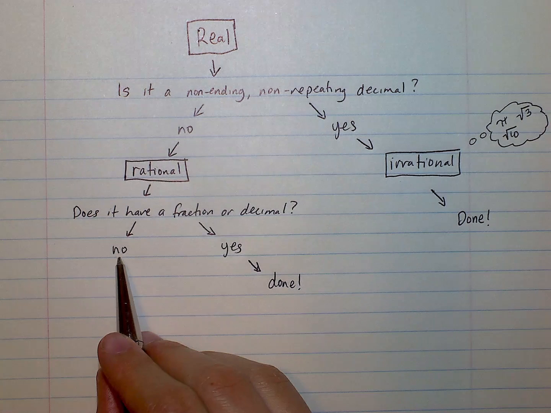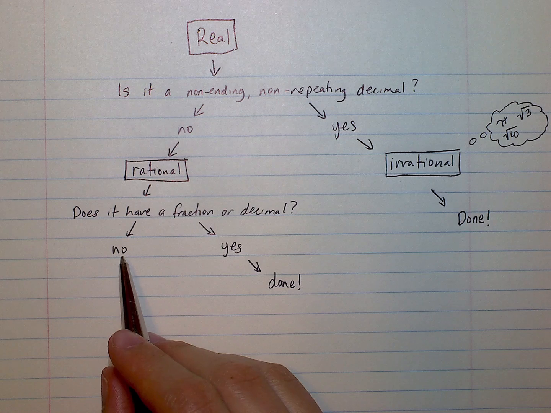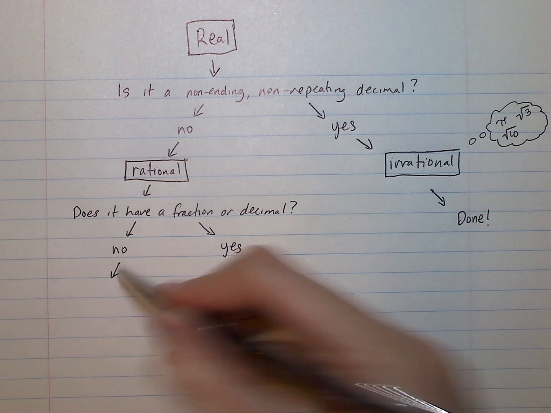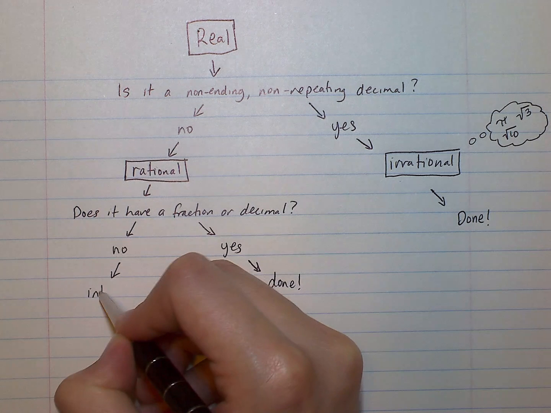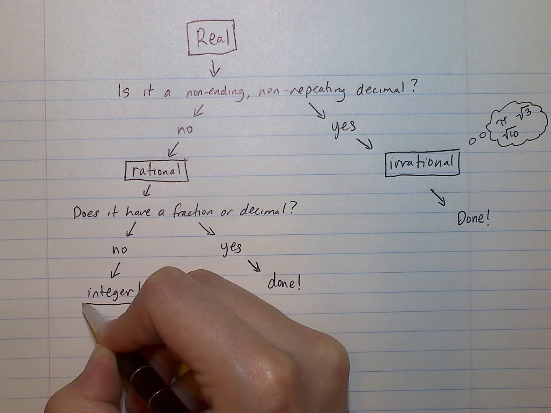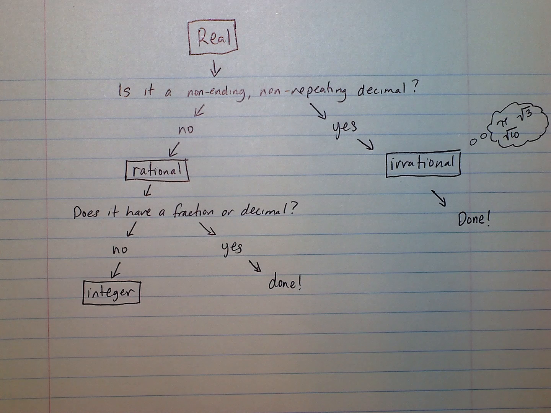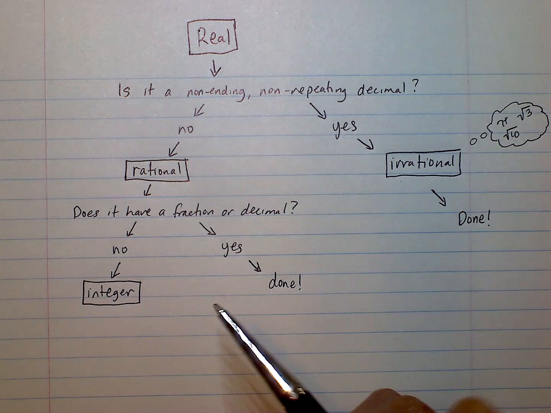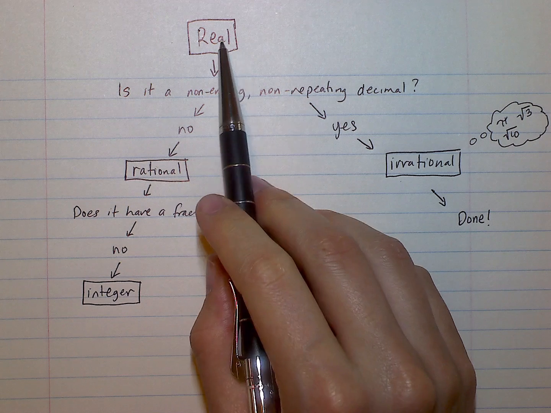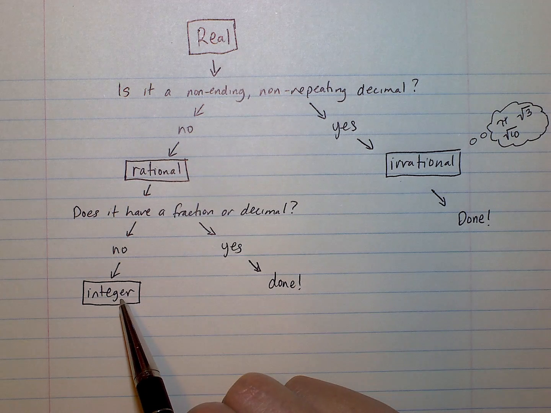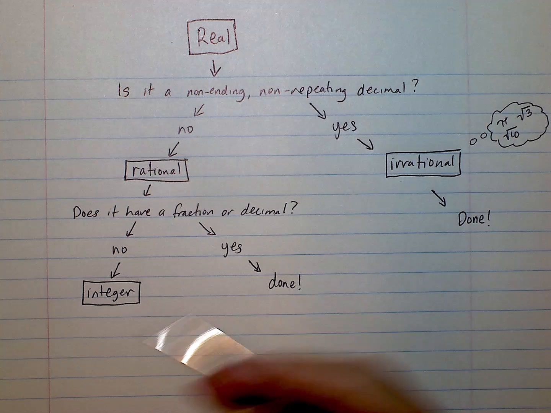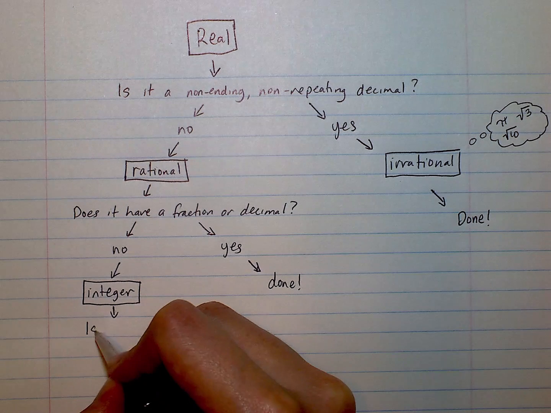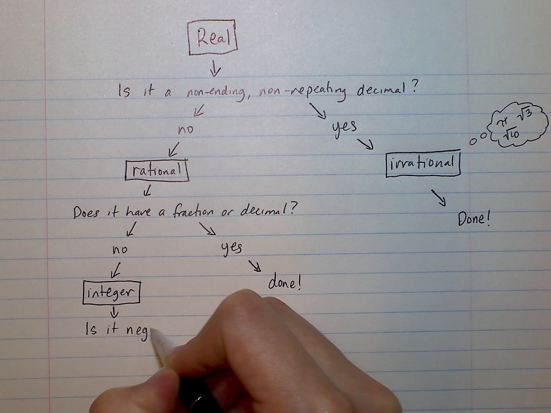However, if you said no, if your number is, let's say, -7, it doesn't have a fraction or a decimal, then that means it is also an integer. So far, let's say I'm working with the number -7. Then I know my number is real, it's rational, and it's also an integer. Now, the next thing we want to talk about is whether it's positive or negative. So the next question you're going to ask yourself is, is your number negative?